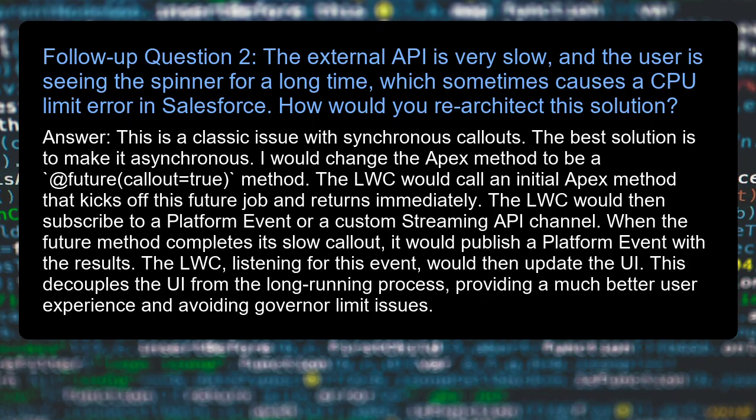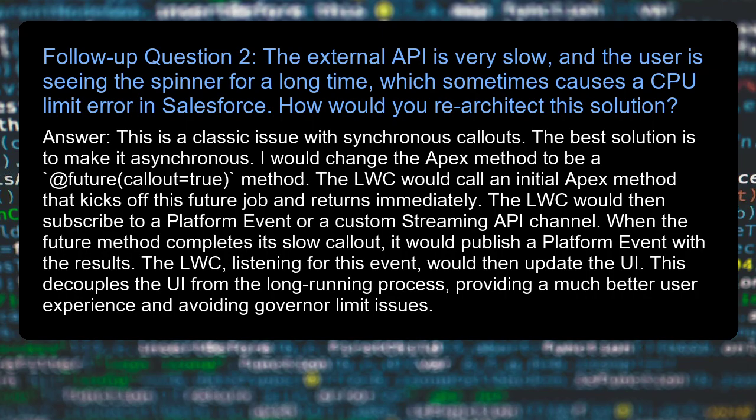Follow-up question 2, the external API is very slow, and the user is seeing the spinner for a long time, which sometimes causes a CPU limit error in Salesforce. How would you re-architect this solution? Answer: this is a classic issue with synchronous callouts. The best solution is to make it asynchronous. I would change the Apex method to be an @future(callout=true) method.